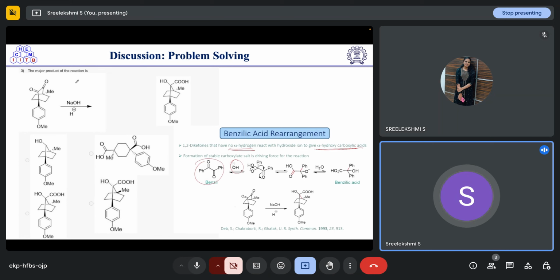What is happening initially is that this hydroxide is attacking one of the carbonyl carbon centers. Let it be this one if we are seeing first. So it will be like this: O minus will be here and OH will be here. Then when this O minus comes back, this group is migrating over this center.